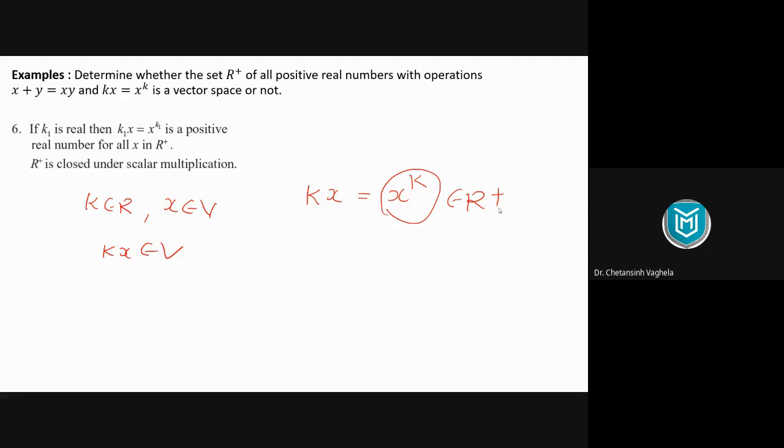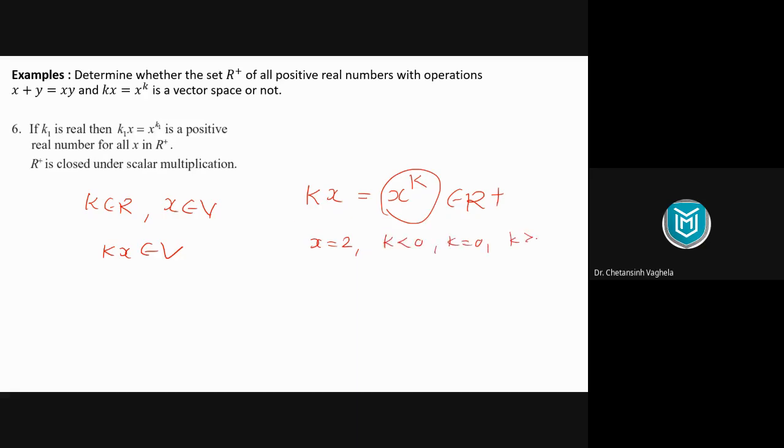What do you think? Do you think x power k will be a positive real number? Is there any chance that it can be negative? Let's try to understand this by example. Let's take x equal to 2. Right? Now for k, we have 3 possibilities. k can be negative, k can be 0, k can be positive.